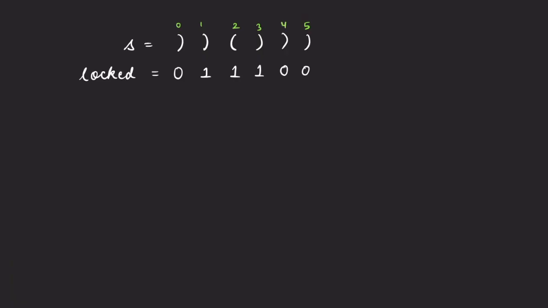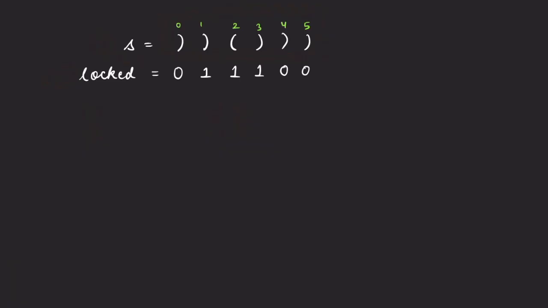So what they are saying is that in the input, we are given a string s and another string logged. This string s will consist of opening and closing parentheses, and the string logged will consist of only 0s and 1s. So now we need to find out whether this string s can be balanced or not. Now what is the role of this logged string?